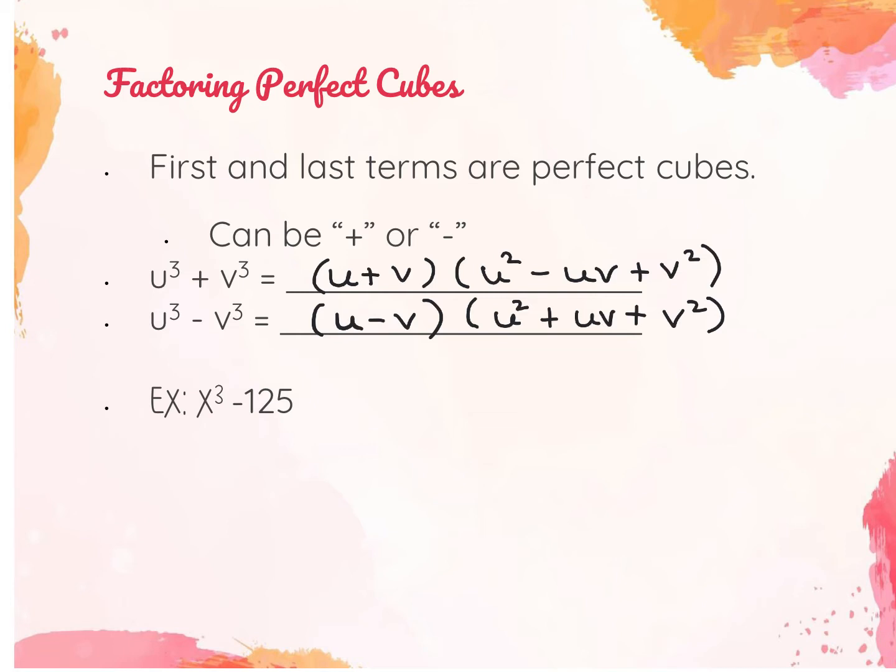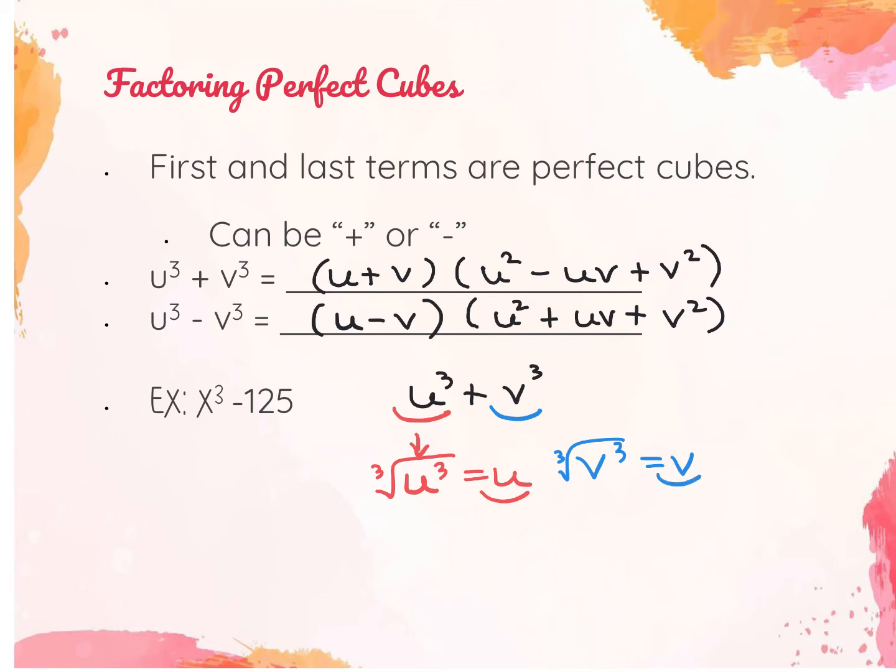So what we're doing here, for example, I'll just show you with the sum. For u cubed plus v cubed, we need to take this term here and cube root it, which will then turn into just plain u. And then for the v cubed, we're going to cube root that one as well, which turns into just v. And then from there, we take this u and this v, and we start to place it into the pattern.